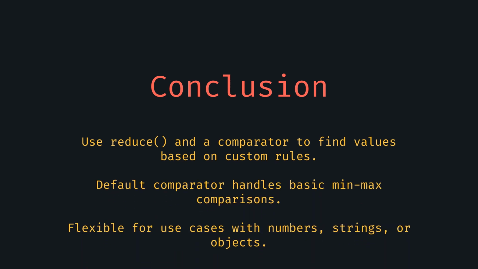In summary, we've learned how to use the reduce method with the comparator function to find values in an array based on custom rules. The default comparator handles the simple min-max comparisons, while custom comparators allow for advanced use cases. This solution is efficient, flexible, and applicable for various data types.